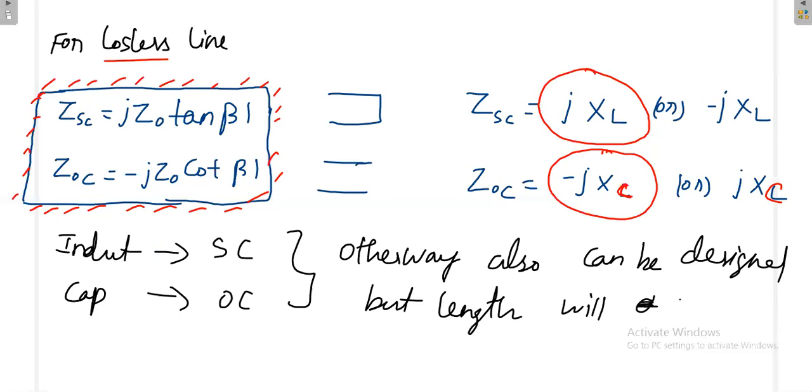But the length will increase. That is the limitation here. Okay, so now to take some note.